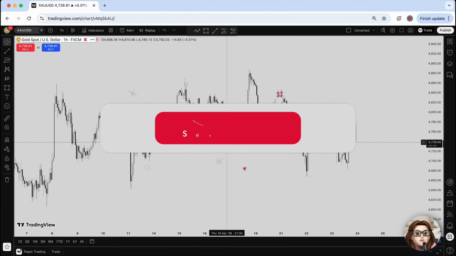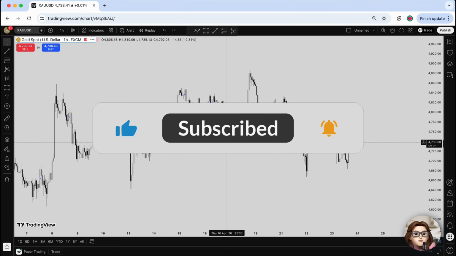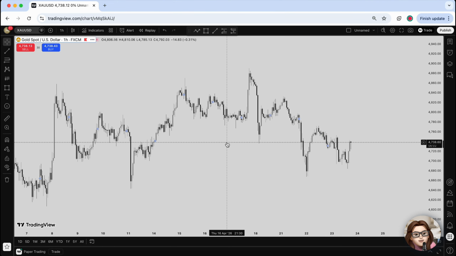In this tutorial, I am going to show you how to set stop loss and take profit in TradingView so you can manage risk and lock in profits easily.